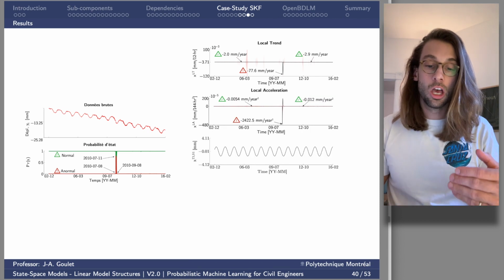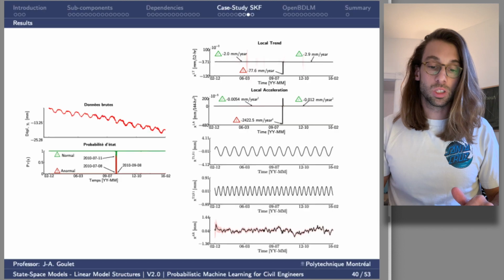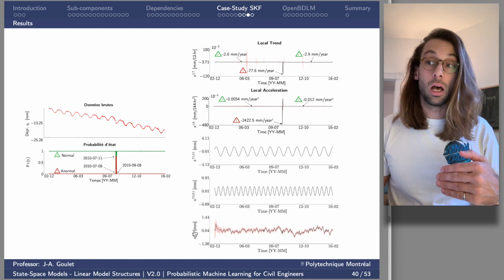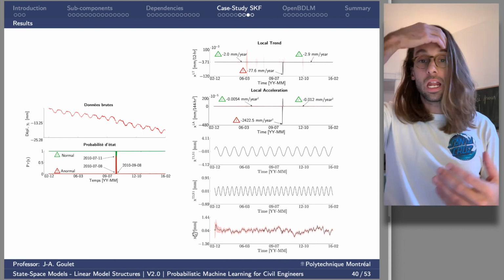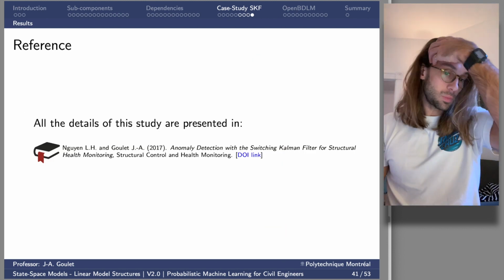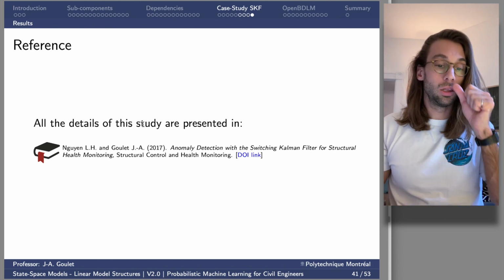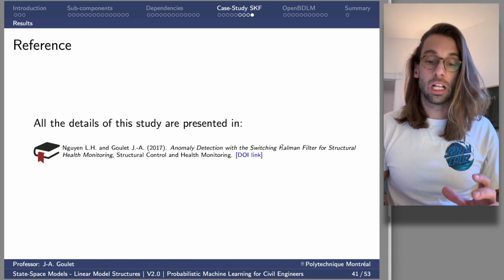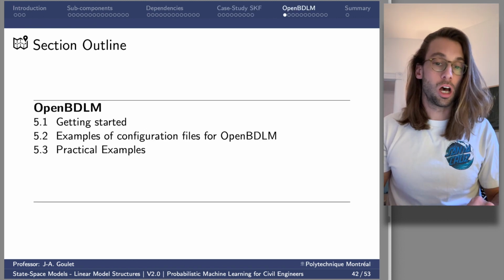Same thing for acceleration. We have here the periodic pattern, the hidden states for the 1 year component, for the 6 months component, and here we have the autoregressive component, which represents the model errors associated with everything that is not modeled by our current model formulation, but that is not observation errors. If you want more details about how this works, you can look at the references: Nguyen and Goulet, anomaly detection with a switching Kalman filter for structural health monitoring. All the details and the interpretation of the results are in there.